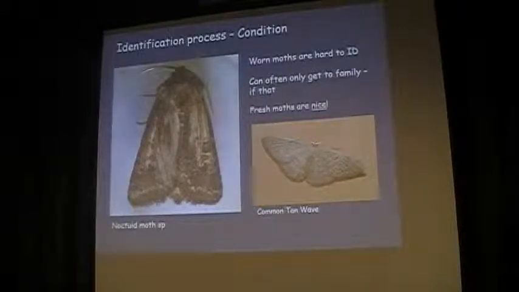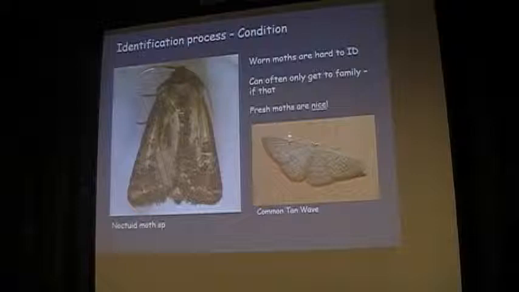Okay, condition. You have an old, beat-up, worn moth, forget it. You're not going to be able to identify it unless you can take it apart and look at its genitalia. That's the only way you're going to identify it, if it's a male. Like this one, I think it's a noctuid, but now I'm noticing the little tail, so it could be a prominent, which is another family. But here, you can't distinguish any pattern or really any color because all the scales are worn.